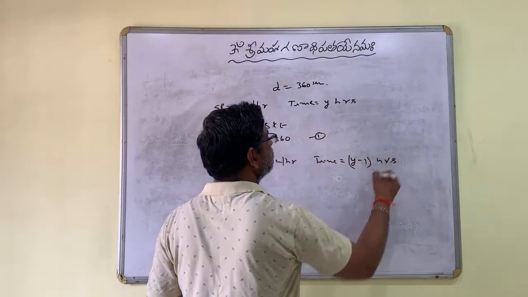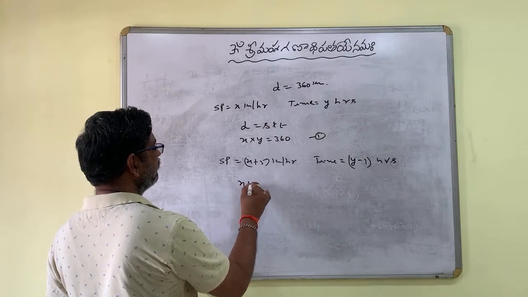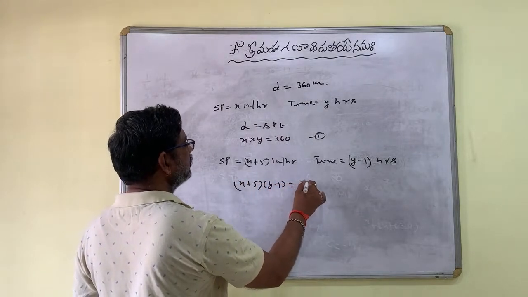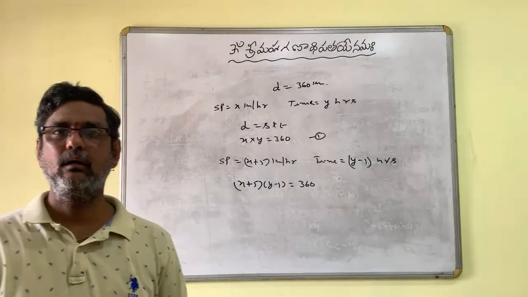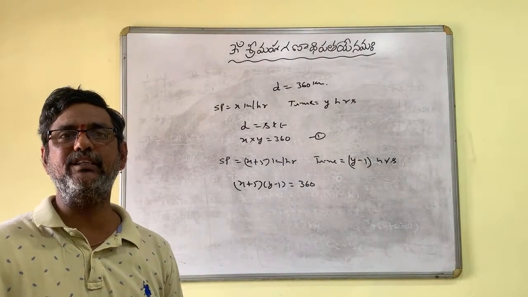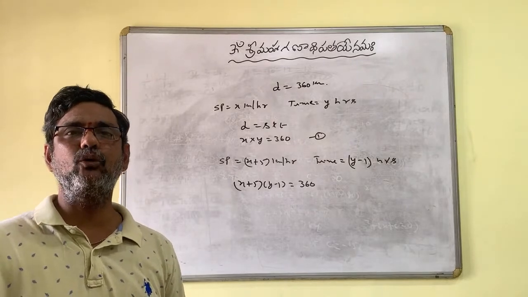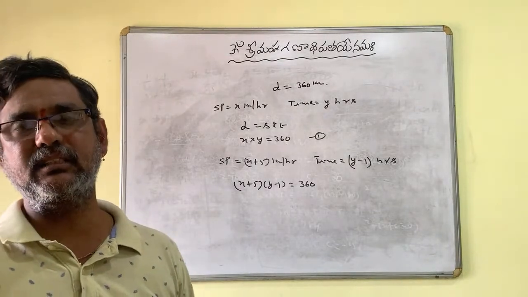Okay children? But distance will not change, right? x plus 5 into y minus 1 is equal to 360 only. Speed increases and time decreases, but distance does not change. There is no change in the distance.